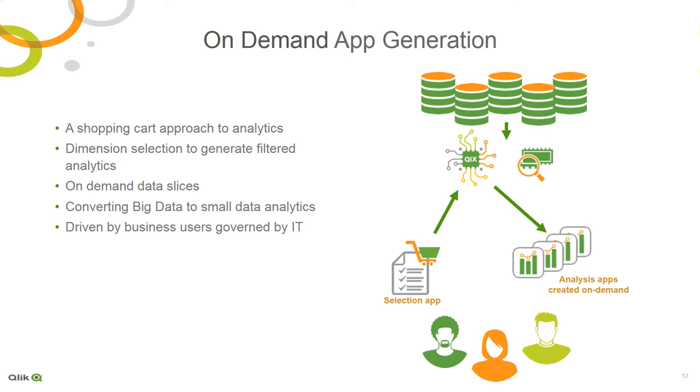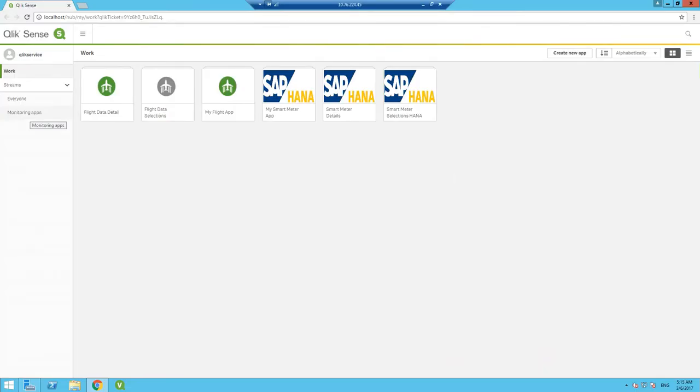I'll jump straight into my demo environment. And you see here, I have a Qlik hub. I have a couple of different applications. The ones we're going to be looking at here are this flight data selections app in the middle and a flight data detailed template as well. Let me go ahead and open up this flight data selection application.